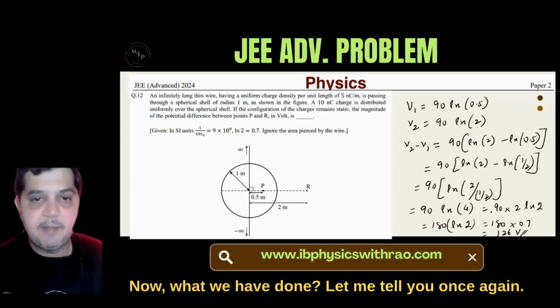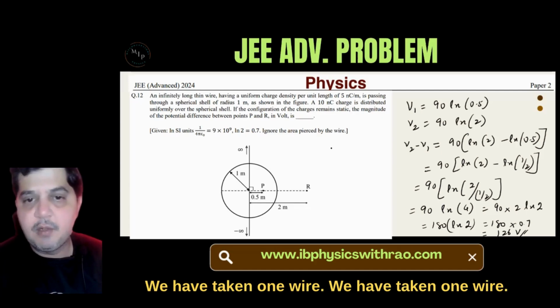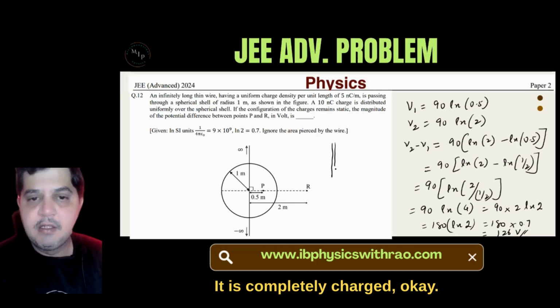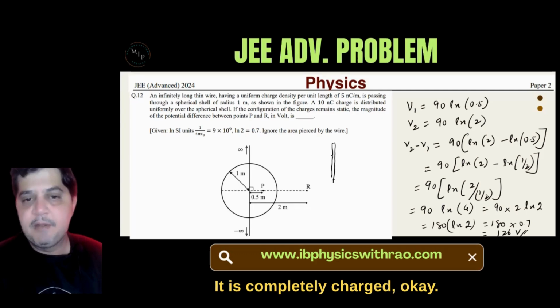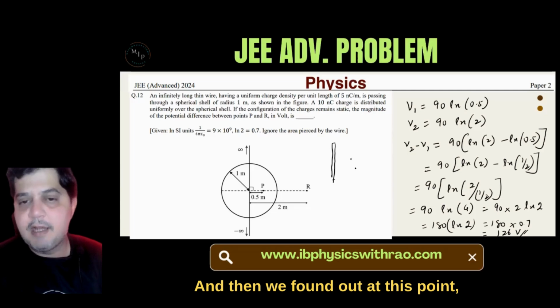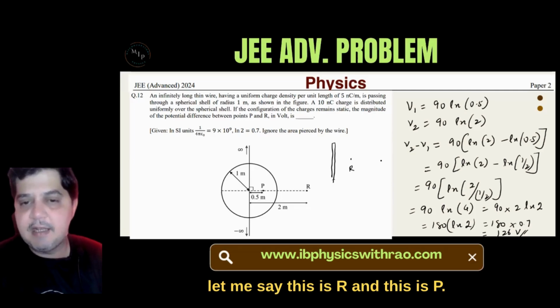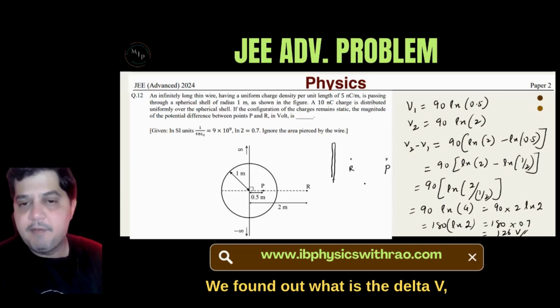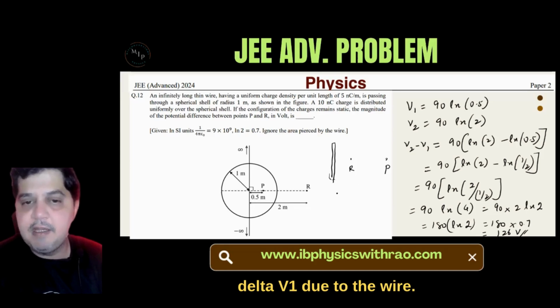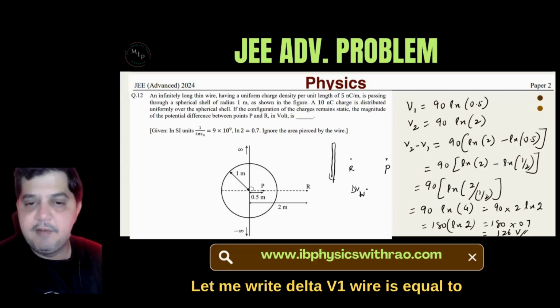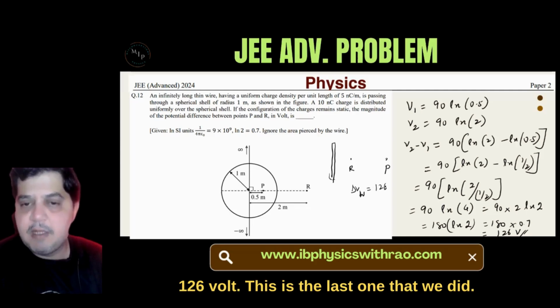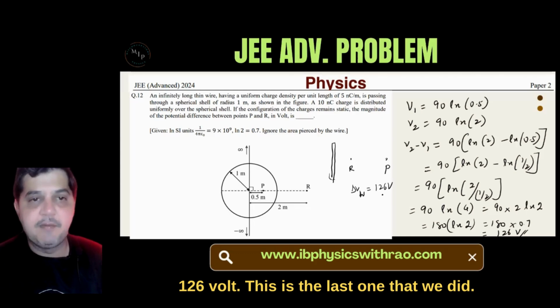Now what we have done, let me tell you once again, we have taken one wire, it is completely charged. Okay, and then we found out at this point, let me say this is R and this is P, what is the delta V1 due to the wire. Let me write delta V1 wire is equal to 126 volt. This is the last one that we did.